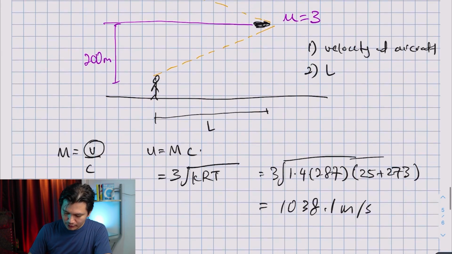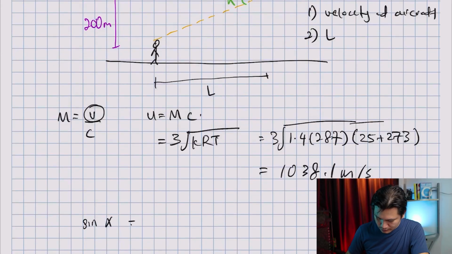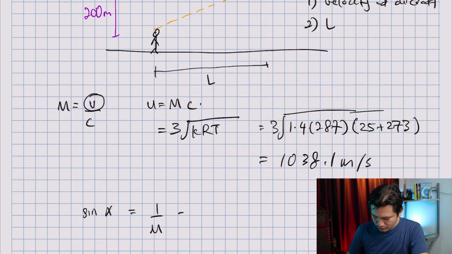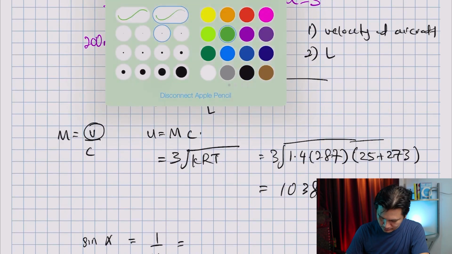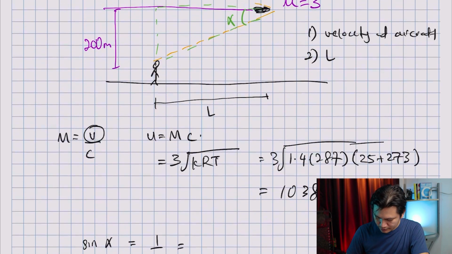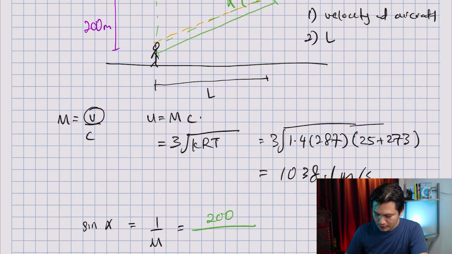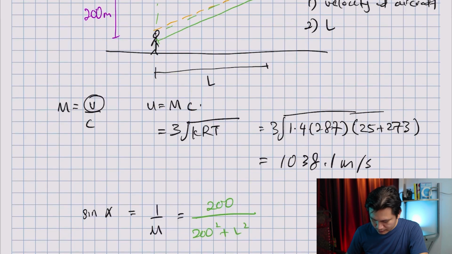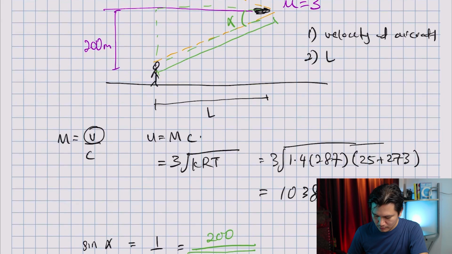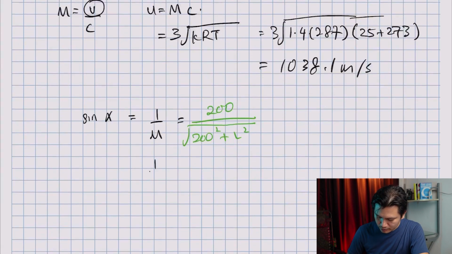We know that if we take alpha here, sine alpha is equal to 1 over the Mach number. And also sine alpha from this figure is actually 200 divided by this length, and that length is the square root of 200 squared plus L squared. That is our sine, and we know that the Mach number is 3. Now this is just a simple mathematical problem. So 1 over 3 is equal to 200 over the square root of 200 squared plus L squared.